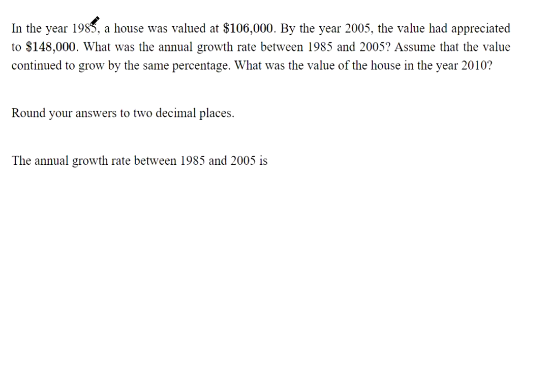In the year 1985, the house is $106,000. But then by the year 2005, it's $148,000. So some students might look at this as a straight increase, right? If you made a quick x and y chart, maybe this is the starting price at 106,000. Maybe they think it's just a straight line.